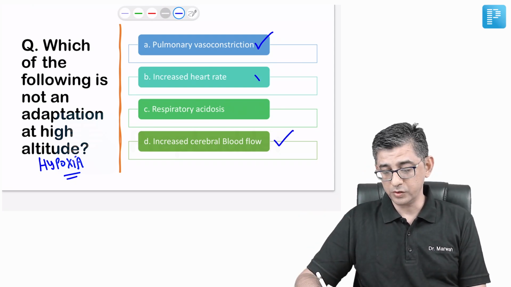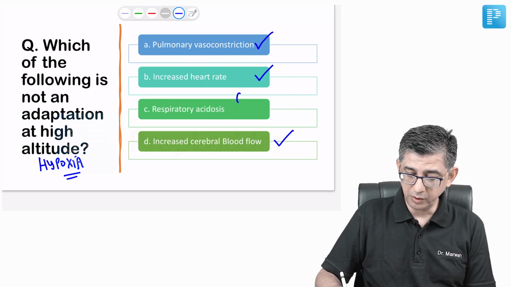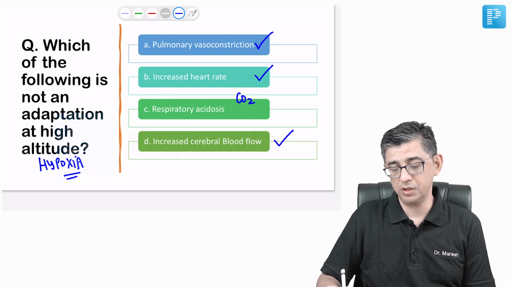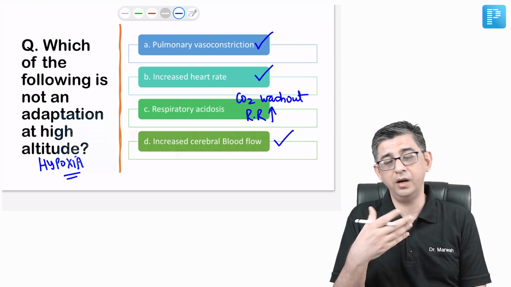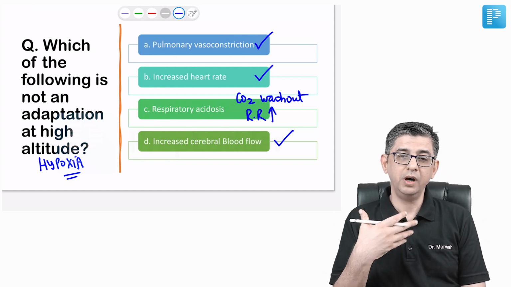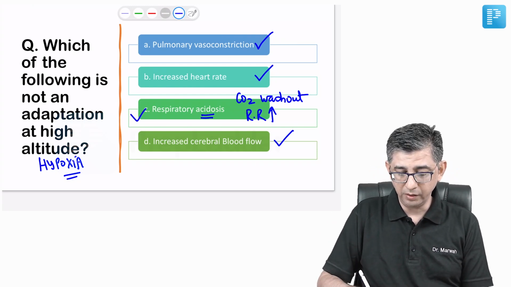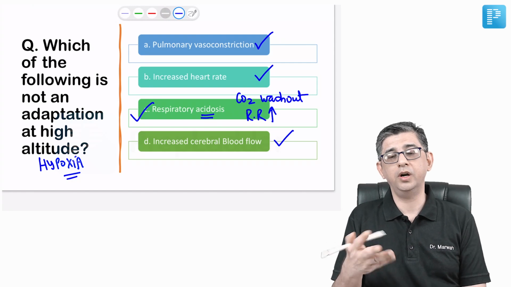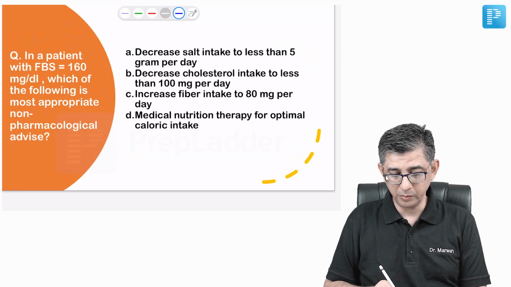Plus, because of the stress on the body, there would be an increase in heart rate, and because the person will be having stimulation of his chemoreceptors, the person's respiratory rate would be increased. I mean, every time you go to high altitude, you would be breathing harder and faster. So when you breathe harder and faster, there would be carbon dioxide washout, and you would rather be having a respiratory alkalosis and not a respiratory acidosis. The correct answer for this question is option number C.